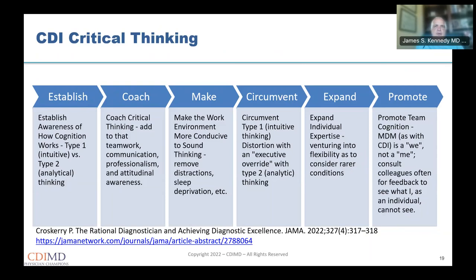The physician is going to have to document certain words that are coding language, which may be different than the clinical language that you and I learned in medical school or what we currently read in our literature. So we have to know the difference between type 1 thinking, which is intuitive, and type 2 thinking, which is analytical. We have to develop teamwork, communication, professionalism, be in a good work environment. We have to circumvent intuitive thinking with an executive override involving analytical thinking, expand our scope of knowledge, and promote the medical decision-making as a we, not a me.